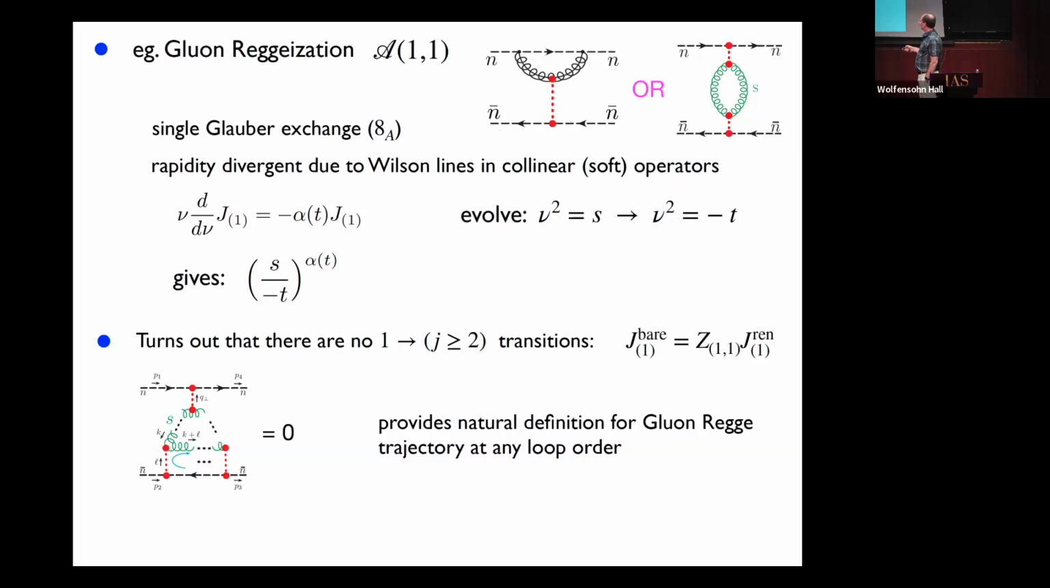And it turns out that in the effective theory, there are no transitions between a single Glauber and multiple Glaubers. Graphs like this one that can do that turn out to vanish. And that's actually quite nice because it means that this type of one Glauber exchange provides a very natural definition for the gluon Regge trajectory to all orders in perturbation theory. You don't have to worry about mixing like you do in regions, where you have one region mixing into 3 and stuff like that.